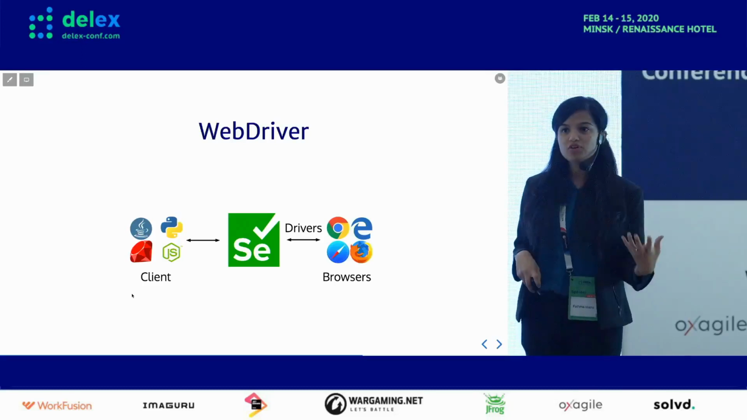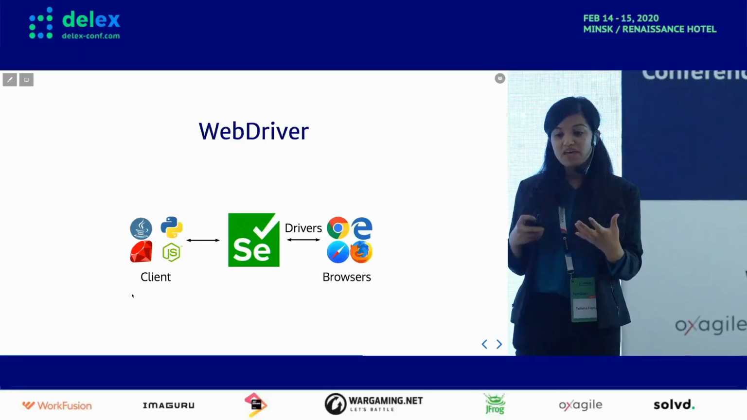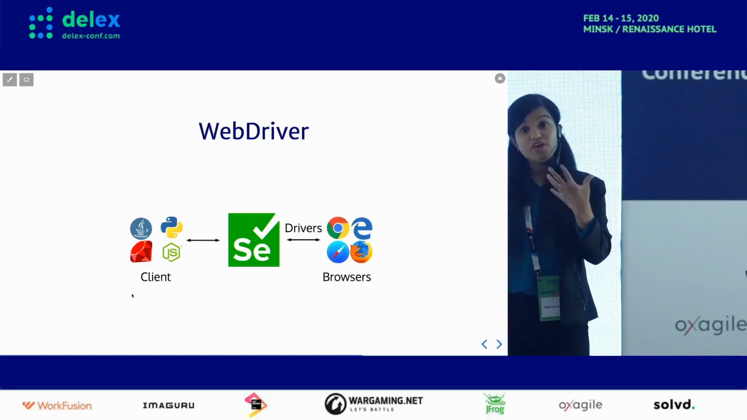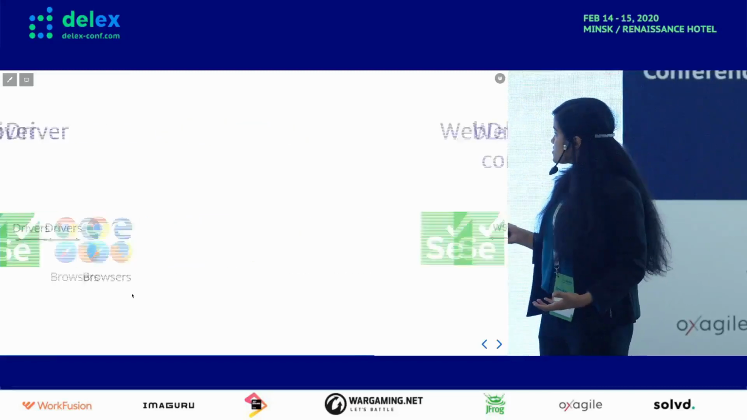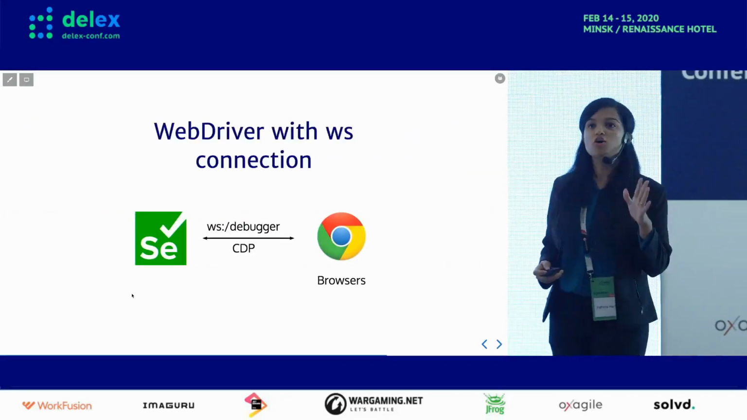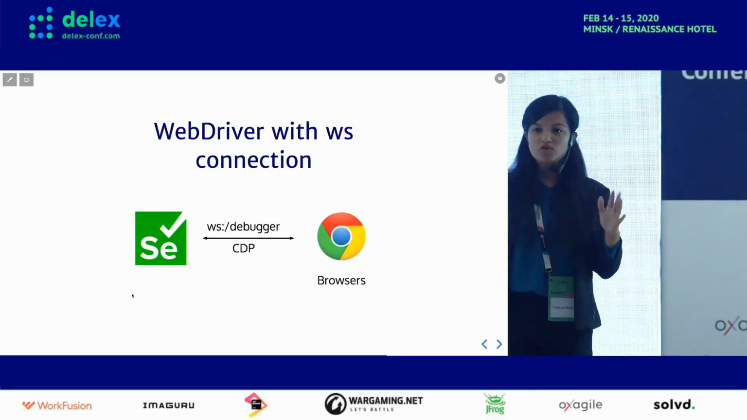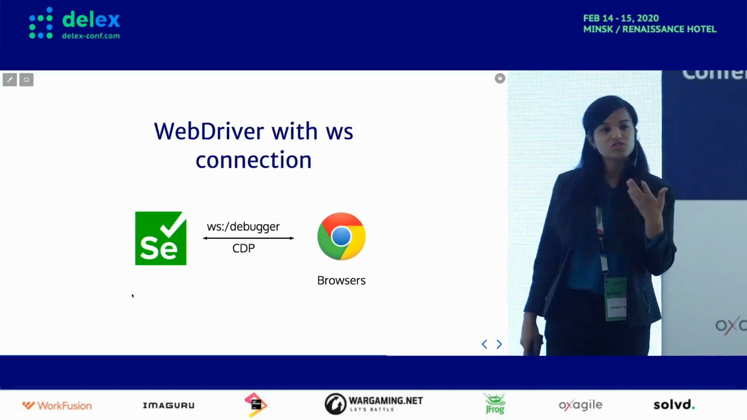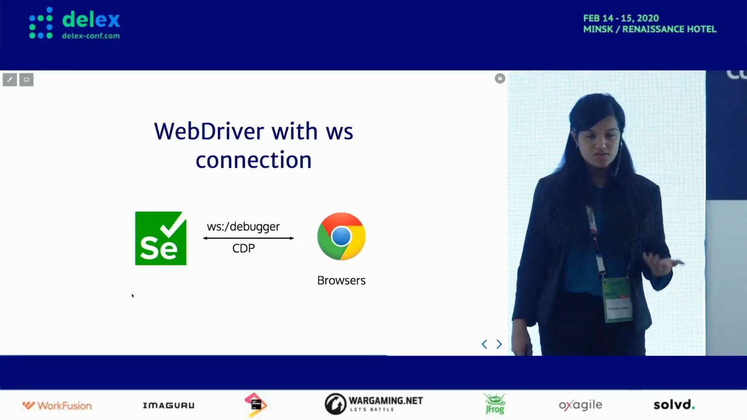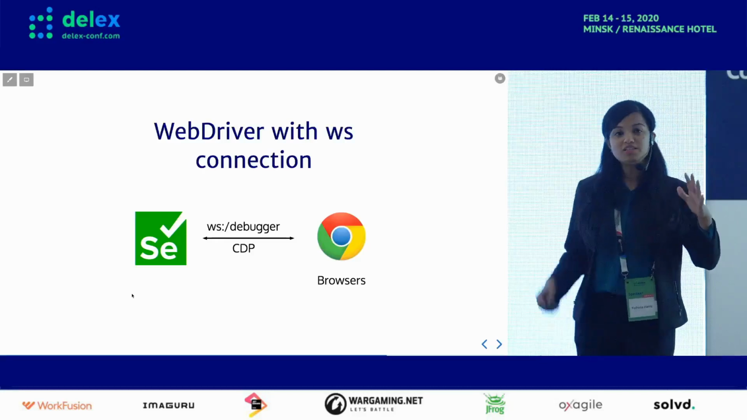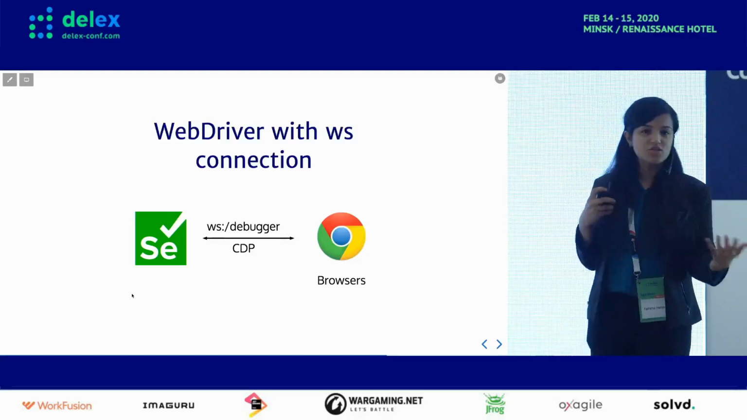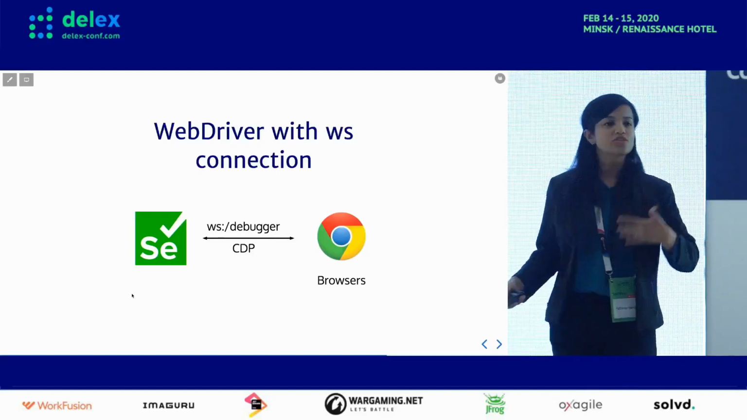But what if you could also make a parallel connection while this is happening, a WebSocket connection? Making such a connection was actually not possible until Chrome 63. With Chrome 63 and above, there was a new feature that got added. It's called multi-client remote debugging protocol, which means multiple clients can now interact with a single browser. And you can do whatever it is that you want to do with your Chrome DevTools protocol.